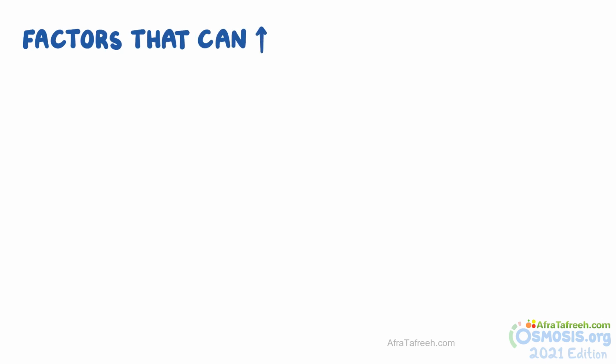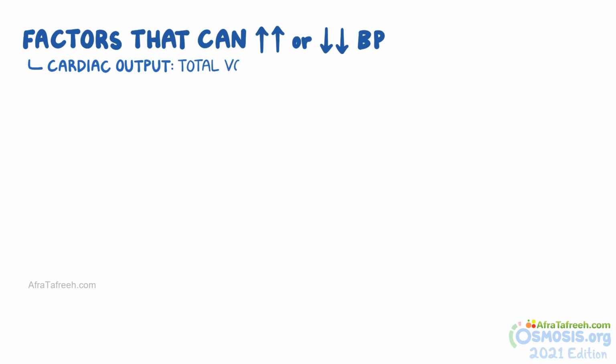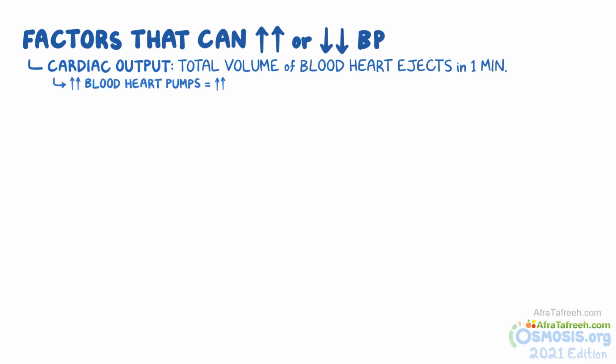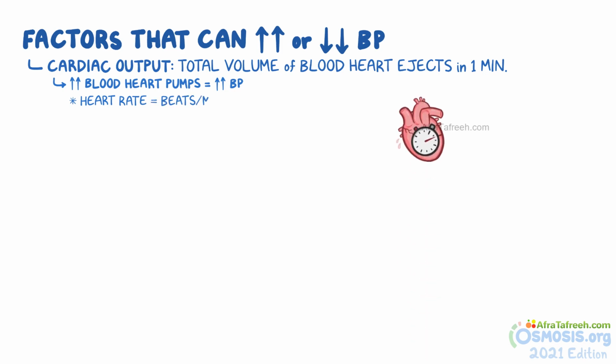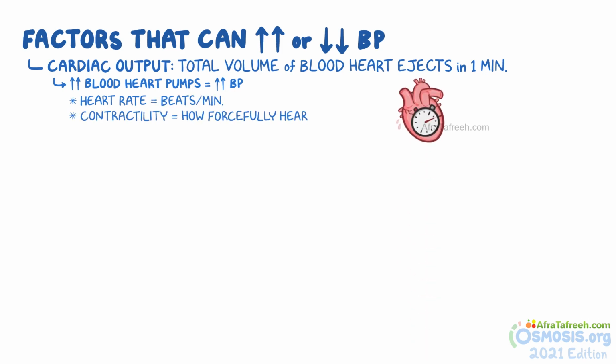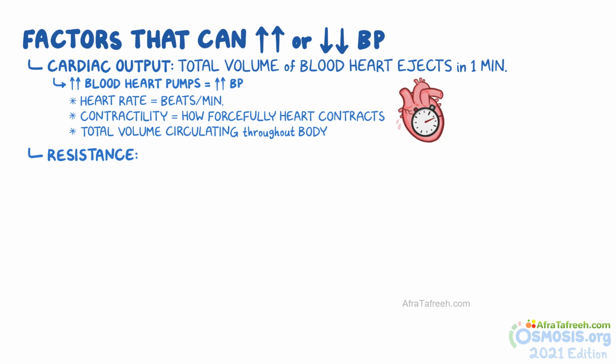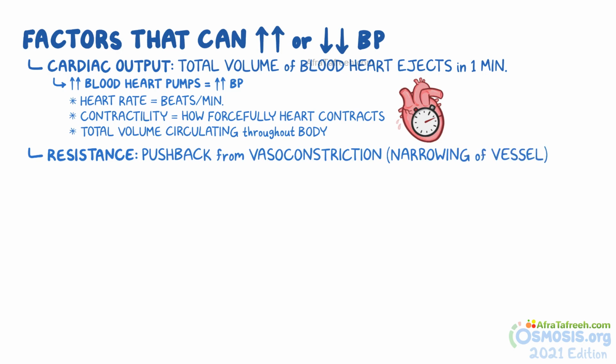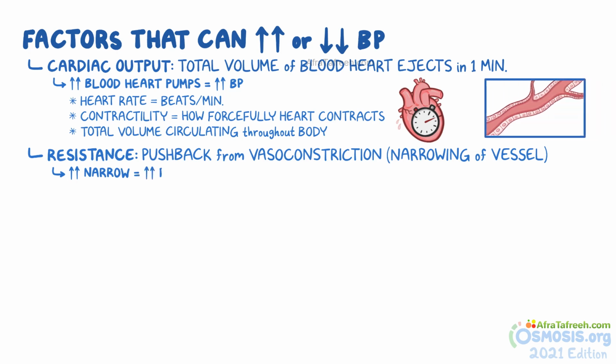There are several factors that can increase or decrease blood pressure. The first factor is the cardiac output, which is the total volume of blood the heart ejects in 1 minute. The more blood the heart pumps out, the higher the blood pressure. The cardiac output depends mainly on the heart rate, or the number of times the heart beats per minute, the contractility, or how forcefully the heart contracts with each beat, as well as the total volume of blood circulating throughout the entire body at that time. Another factor influencing the blood pressure is resistance, which refers to the physical and mechanical pushback the blood gets from things like vasoconstriction, or narrowing of the blood vessel. The more narrow the blood vessel, the higher the blood pressure.